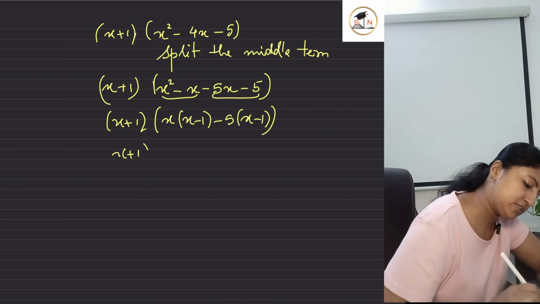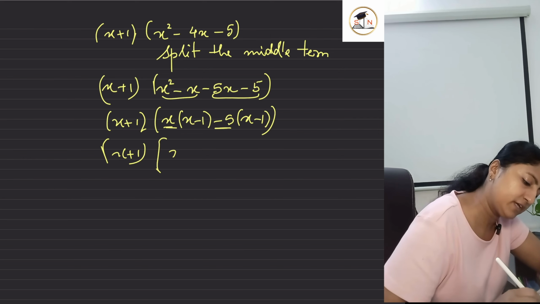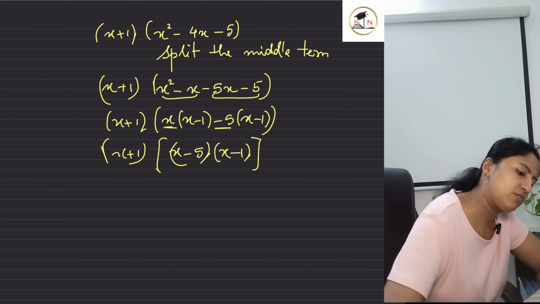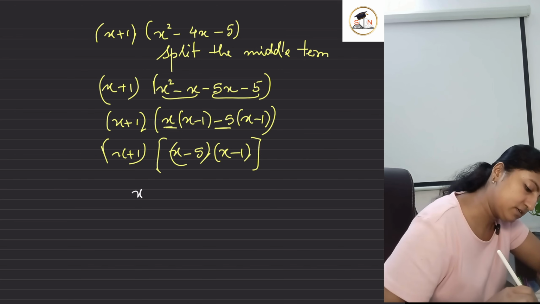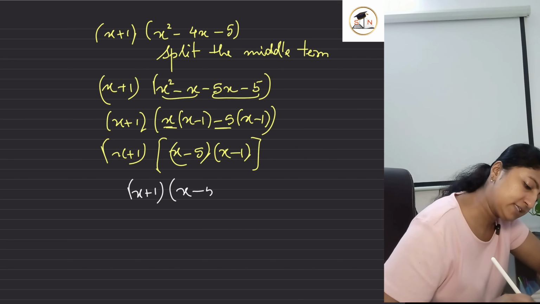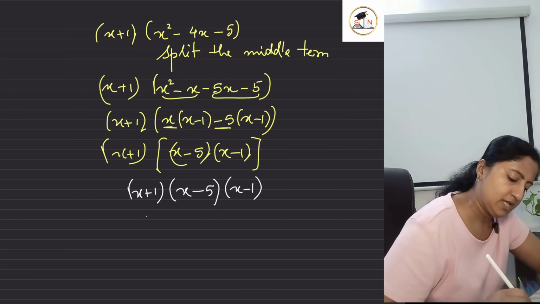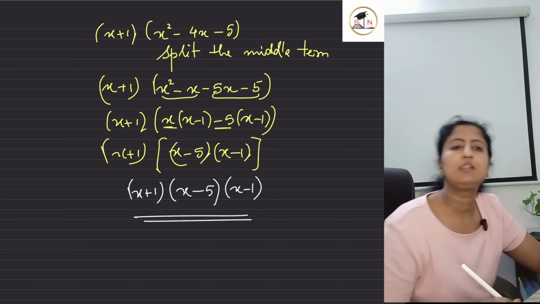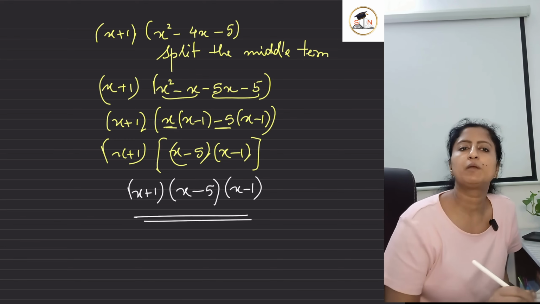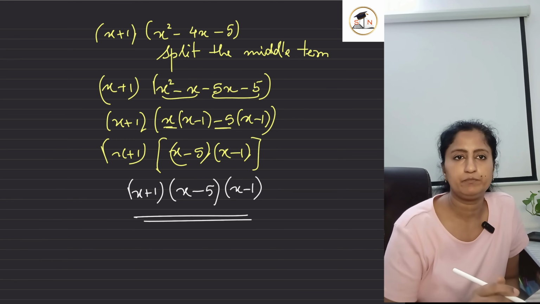Now, x plus 1 was the first one. And what we have? x minus 5 over here. And the second as x plus 1. So now I am getting the final answer, which is x plus 1 times x minus 5 and x plus 1. So here we have got all the linear factors of the cubic polynomial we started with.